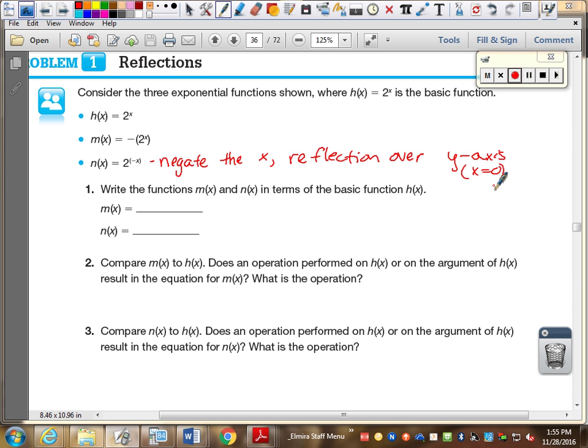Number 1 says write these functions in terms of the basic function h of x. So m of x is like taking h of x and the negative of it, just sticking a negative sign in front of it. n of x is, well, not f, such a habit to write f of x, is taking h of negative x. So the difference is negate the whole function, or negate just the x.